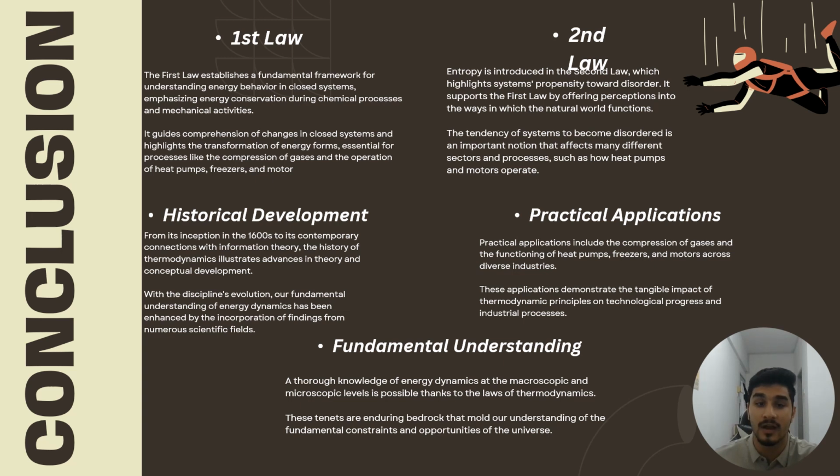So finally, we have the conclusion. In conclusion, the first law covers the conservation of energy and the basic equation, which is Q minus W equal to the change in internal energy, potential energy, and kinetic energy. The second law talks about entropy, the rate of randomness, and the irreversibility and reversibility of a process, where reversibility is the ideal situation to choose.